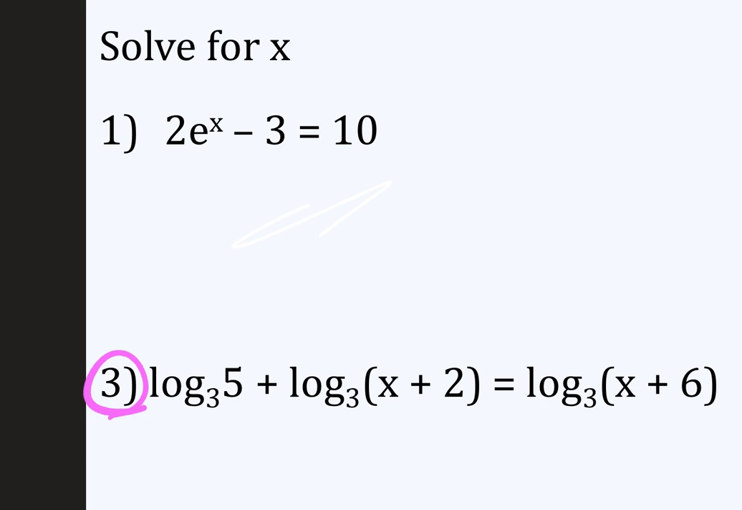Can I change the base to be the same? Obviously, I can't do that with an e. So then the other one, which is like this, we want to solve for whatever's raised to the power. So I'm going to add the 3. I get 2 to the x equals 13. I want to divide by 2, so that just the base with the exponent is isolated.